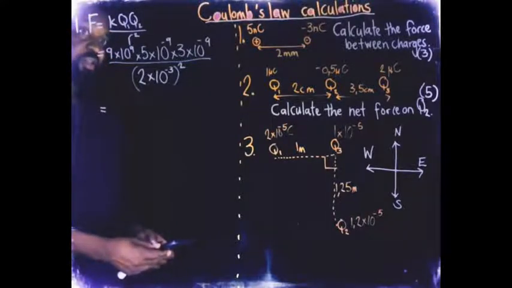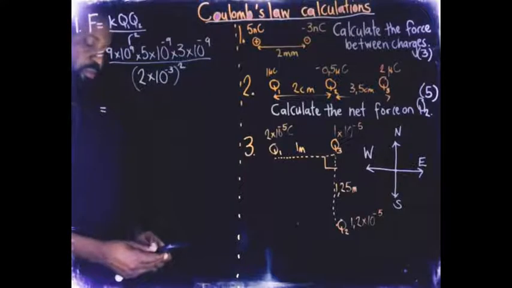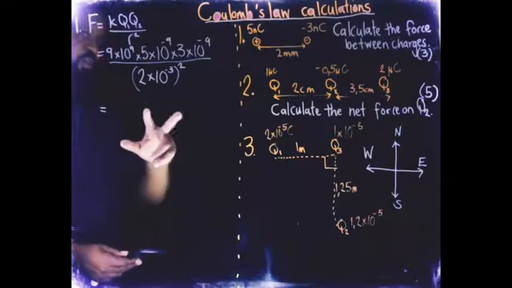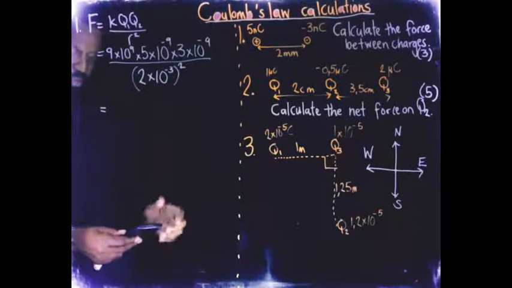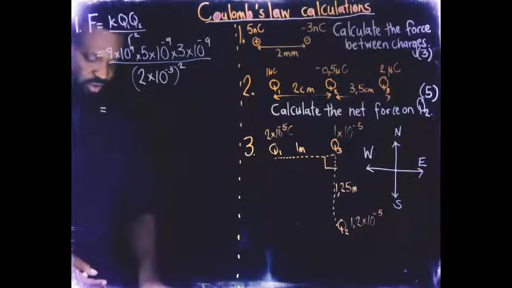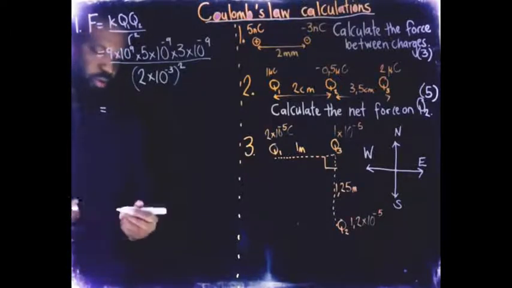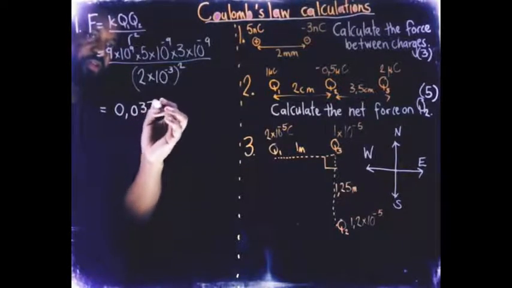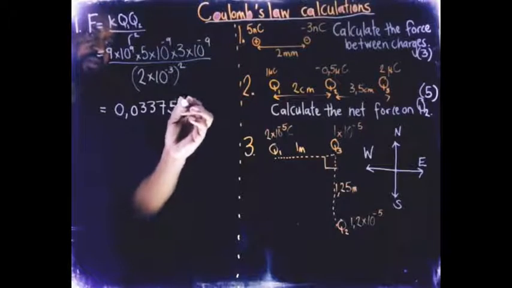So it's 9 times 10 to the power of 9, then another times 5 exponent negative 9 times 3 exponent negative 9. All of that. Now, because I've got this term like this, I'd rather use a bracket. So I'm going to open a bracket, 2 times 10 to the power of minus 3, close bracket, squared. I get my force is 0.03375 newtons.